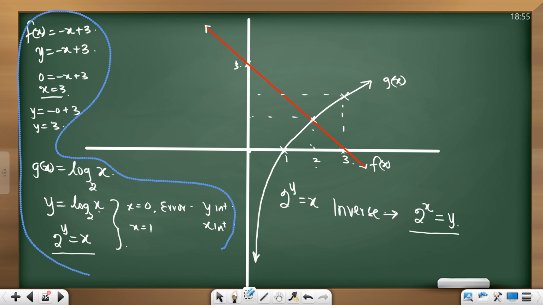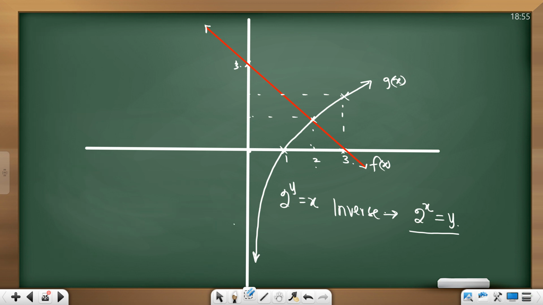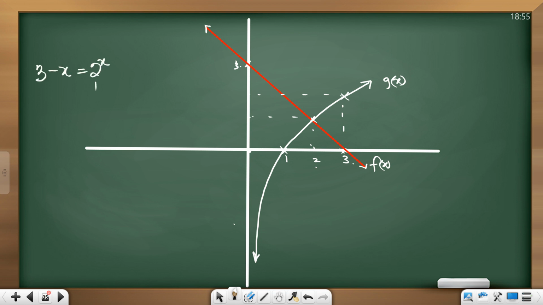We use the graph, right? However, what graph are we...? Okay, guys, let's solve this quickly. We want to solve 3 minus x equals 2 to the power x. But this one, we say this one is what? The inverse. Quickly, let me show you as I round up now.